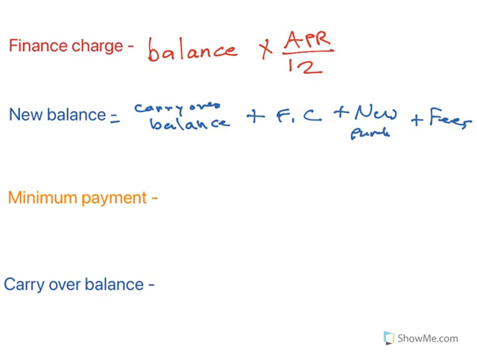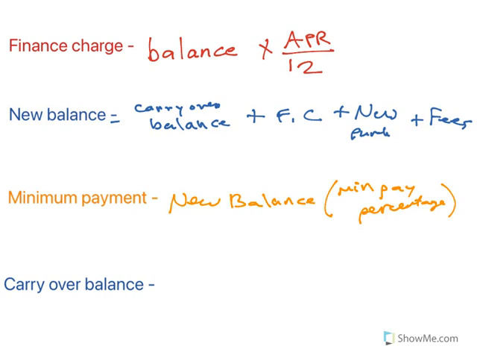The minimum payment is found by taking the new balance and then you possibly can multiply by the minimum payment percentage, right? That's the smallest minimum payment. The minimum payment is the smallest amount you can make. Sometimes people also just say, I'm just going to pay $200 a month, no matter what it is. But that's how you find a minimum payment.